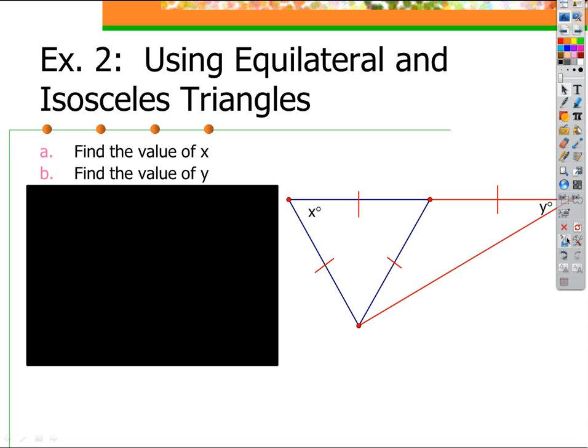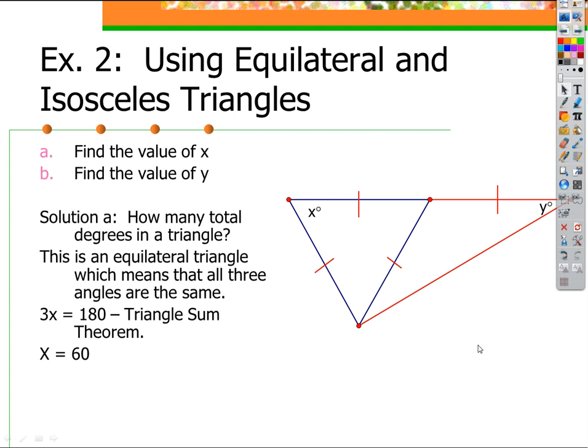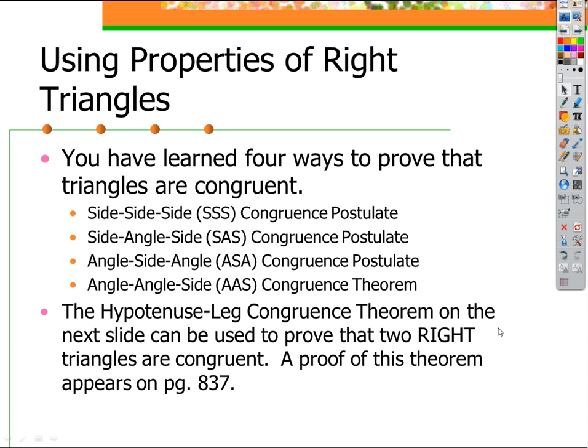Okay, the other thing that they give to us in 4-6 that's kind of useful is this. We have learned there's 4 ways to prove triangles are congruent. For any triangle, we know that if we get 3 congruences in the patterns SSS, SAS, ASA, or AAS, I know the triangles are congruent.